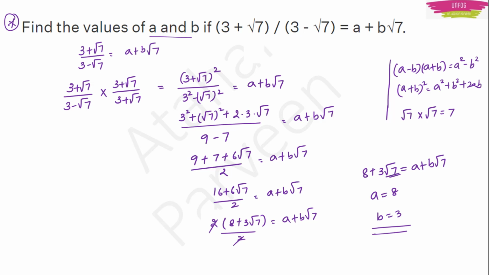Okay? This root 7, I will not do anything. I want b, right? It is 3. Then what is a? It is 8. That will be my answer. Okay? So this is an important question.